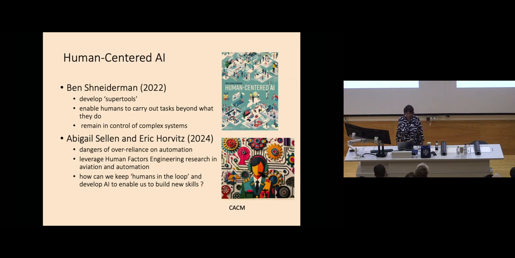And Abigail Sellen and Eric Horvitz from Microsoft have just published an article in the Communications of the ACM where they talk about the dangers of over-reliance on automation. They talk about how human factors engineering research for the last 40, 50 years, especially in aviation and automation, has been looking at what can be done about this. And why don't we look at the research that's been done there and leverage some of that? And one of the things they suggest is that we try and think about how we keep humans in the loop, not just there to be checking, but to be developing AI that can enable us to build new skills.